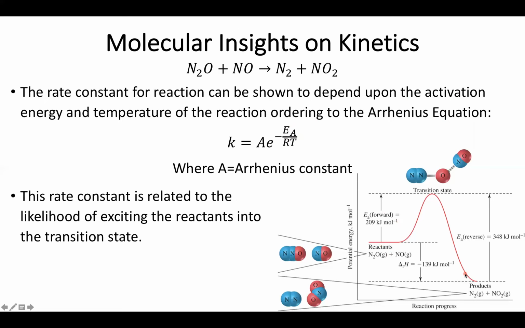And so again, this rate constant is really going to be related to this likelihood of jumping from our reactant state to that transition state. And we're assuming once we get there, it'll be favorable enough to just go downhill to generate products.